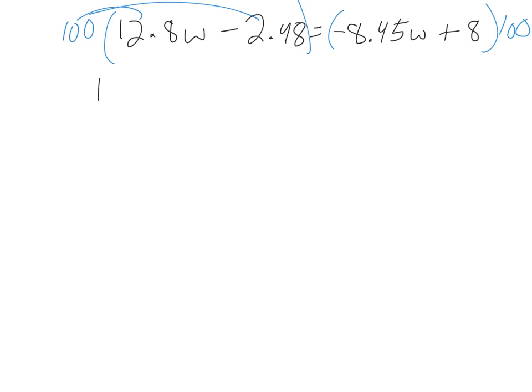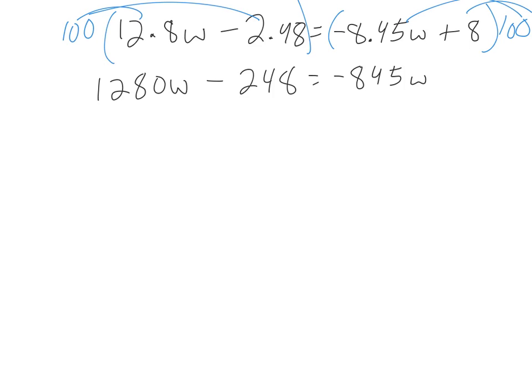12.8 times 100 is not 128, but 1,280. Minus, oh, sorry, I need a W there. W. Minus 248. 2.48 times 100 is 248. Times, that should be negative 845W, when you distribute the 100 to both, plus 800.